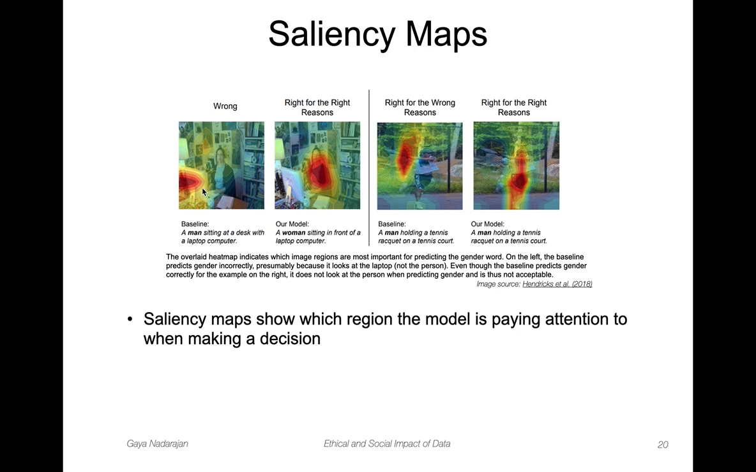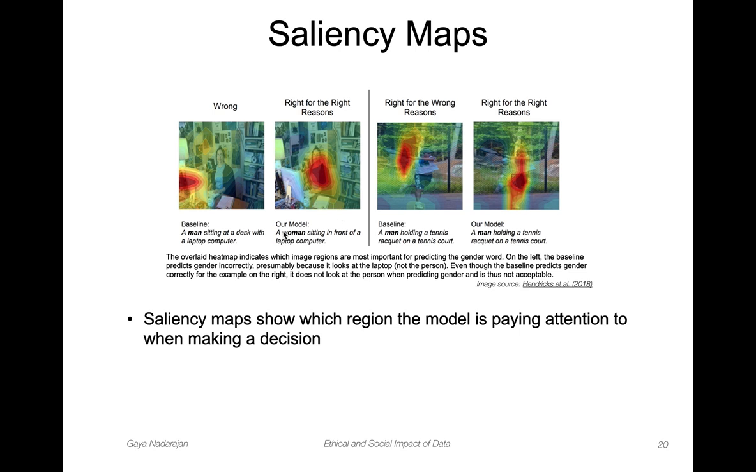So here what you say is, oh, hang on a second. Why is it saying the word man when it's looking at a computer? Because it has correlated the computer with gender. It's assuming that a computer is mostly used by men, right? So this is a biased prediction. Firstly, it's not a man; it's a woman, right? So it's a wrong caption, but also it's wrong for the wrong reasons.